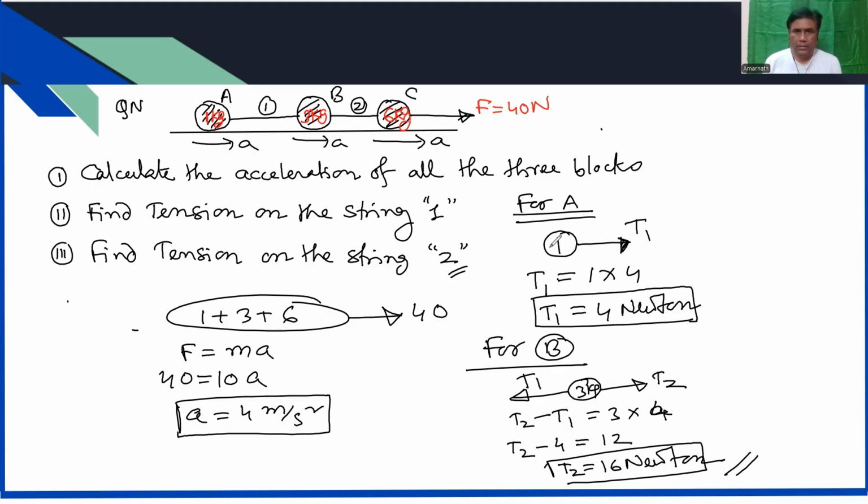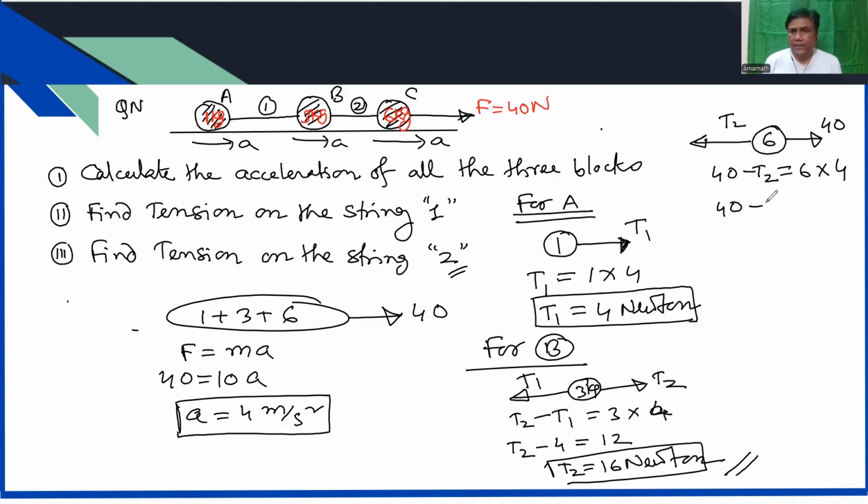Excuse me, sir. Sir, I first calculated the 6 kg. For T2, I calculated the 6 kg. So force is equal to mass into acceleration. So mass is 6 kg and acceleration is 4. So I got 24. But that is the net force, na? Here T2 is also there. So it should be actually 40 minus T2 must be equal to 6 into 4, no?